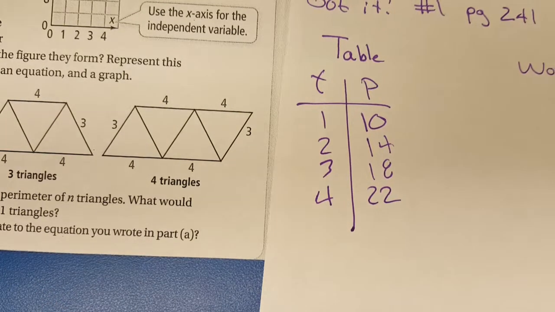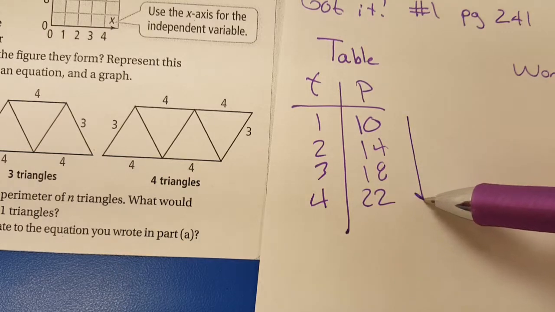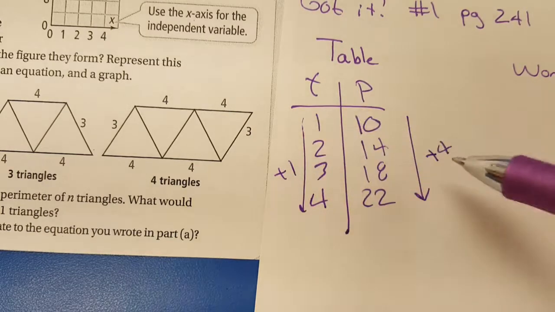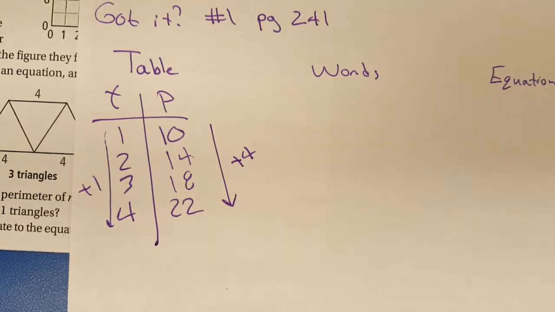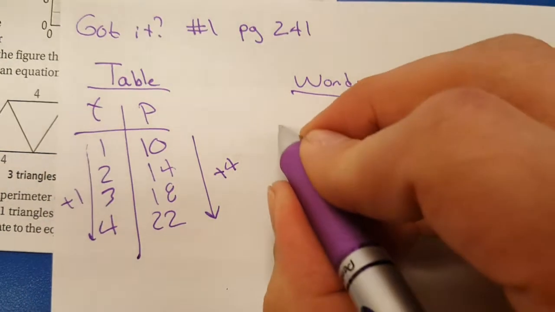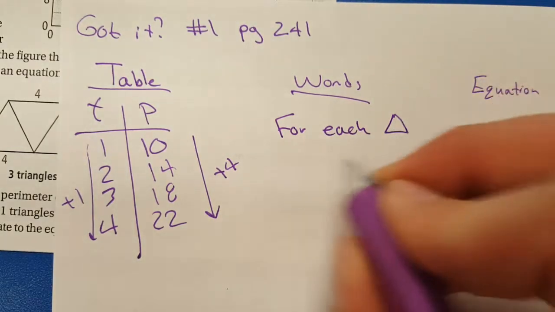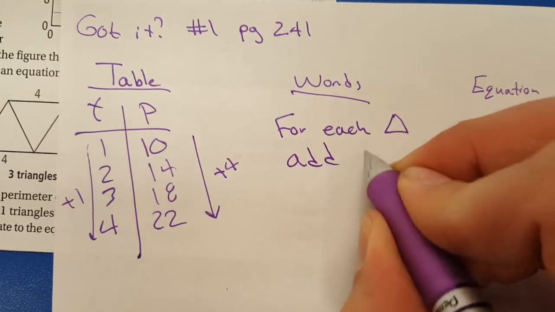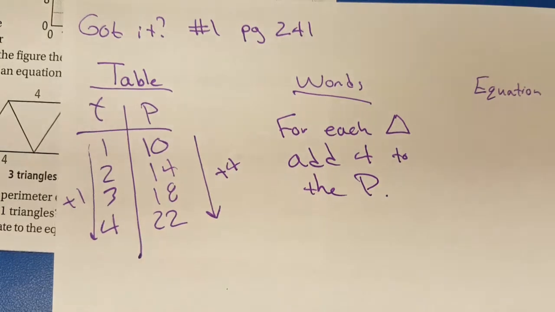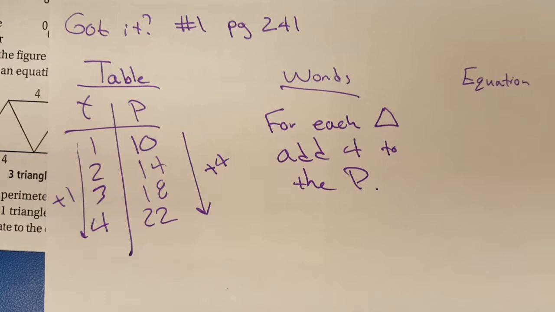All right, so right away I'm going to start looking for some patterns here to describe the situation. It looks like it's increasing by 4. Every time I add 1 triangle, add me 4 more for a perimeter. There's my story. So my words to describe it to somebody, I'm going to say for each triangle, add 4 to the perimeter. Just going to do some shorthand right there. So for each triangle, every time you add a triangle, you're going to add 4 to the perimeter. There you go.